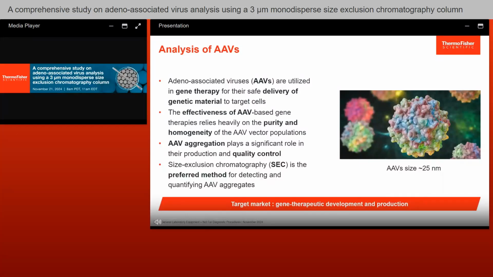The standard size for AAVs is 25 nanometers, and that took strong consideration into how we designed and developed our newest suite of size exclusion chromatography columns.